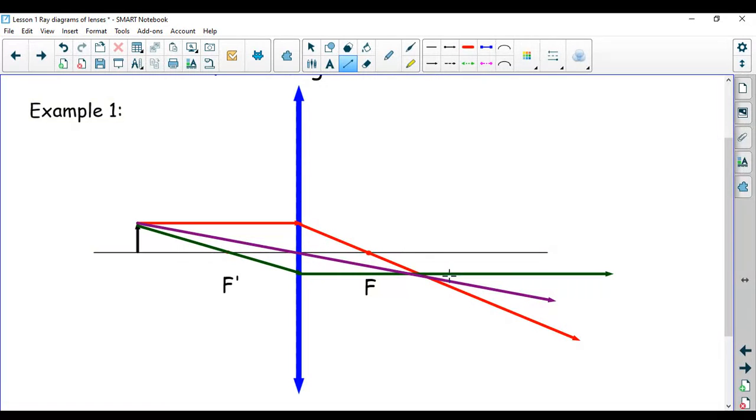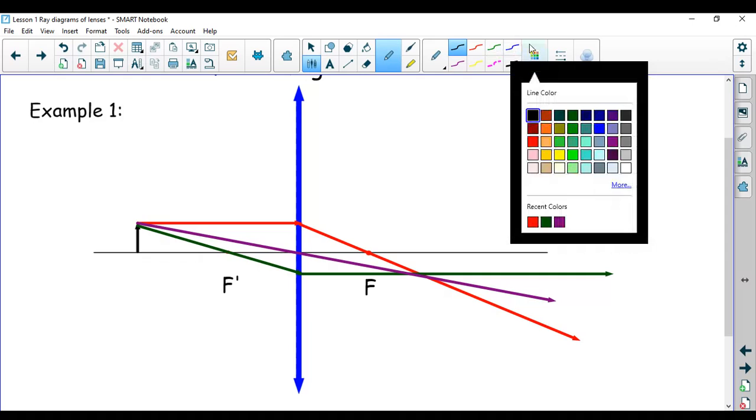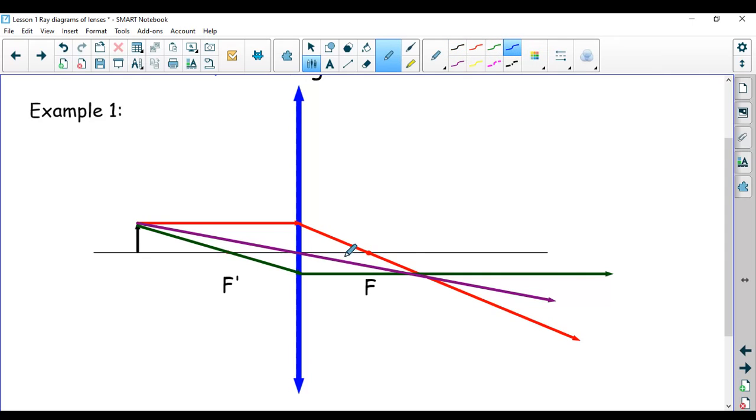And you'll see these cross approximately at the same place. And that is where my image actually is located. So a few things I need to do. The first thing I need to do is draw in that image. So I'm going to draw in my image.